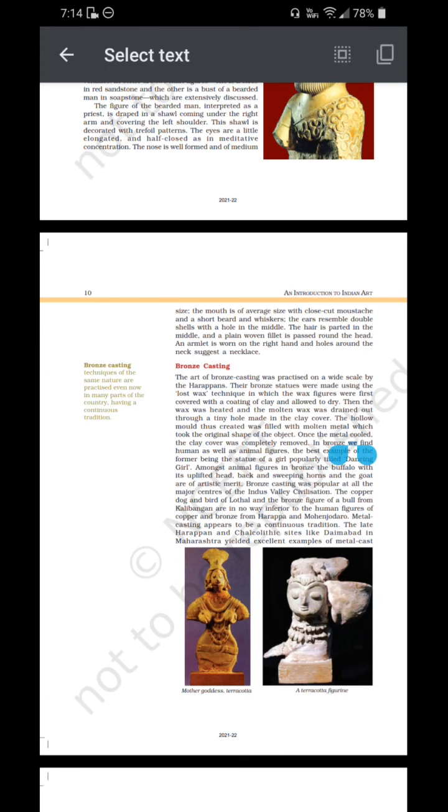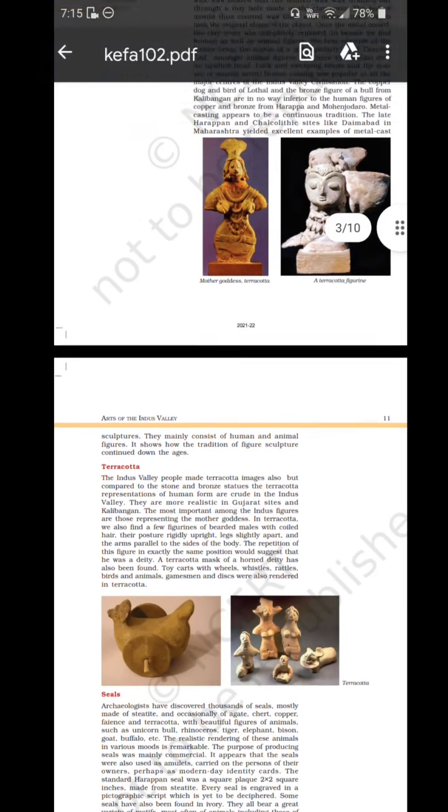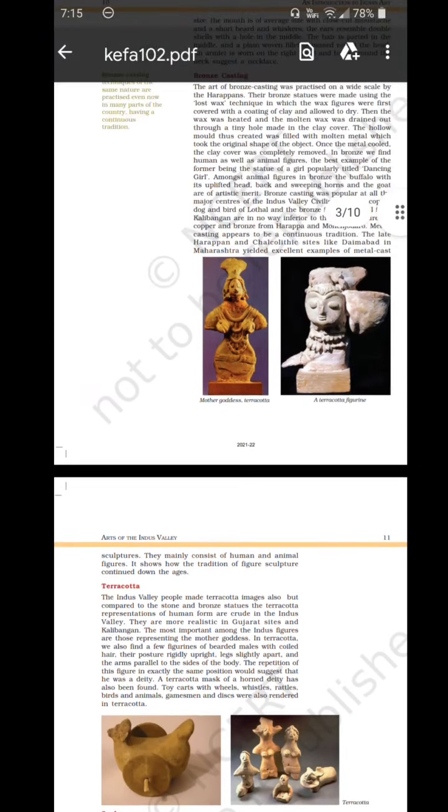Metal casting appears to be a continuous tradition. The late Harappan and Chalcolithic sites like Daimabad in Maharashtra yielded excellent examples of metal cast sculptures. They mainly consist of human and animal figures. It shows how the tradition of figure sculpture continued down the ages.